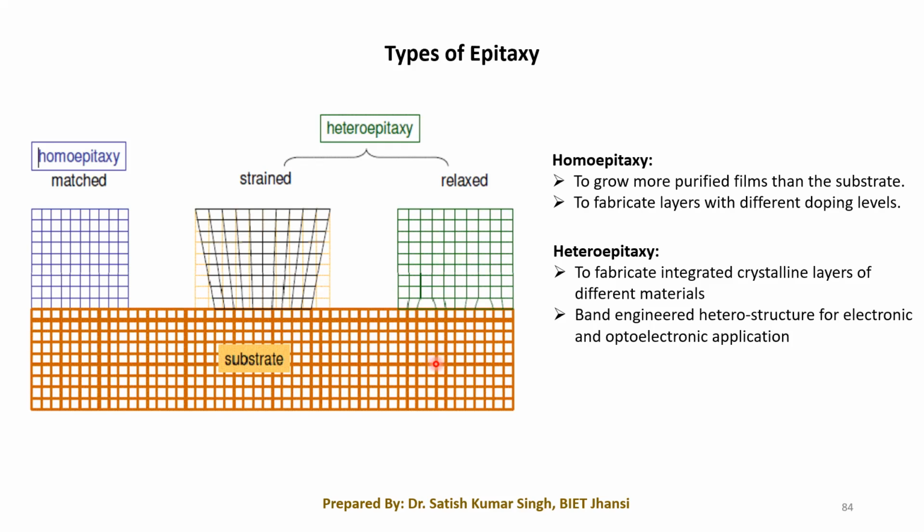So basically what you have to understand is that there can be homoepitaxy, or it can be heteroepitaxy. In homoepitaxy, the material of the epitaxial layer and the substrate are both the same. And in heteroepitaxy, both these materials are different. So if it is different, obviously it is called heteroepitaxy. Within heteroepitaxy, we have a strained layer or a relaxed layer, or you can say a compressed layer. So that type of layers can be formed.